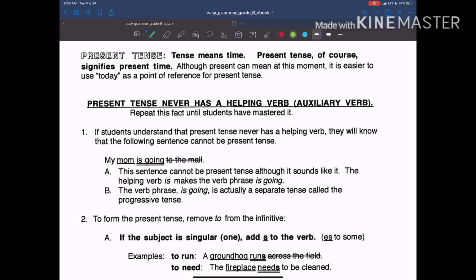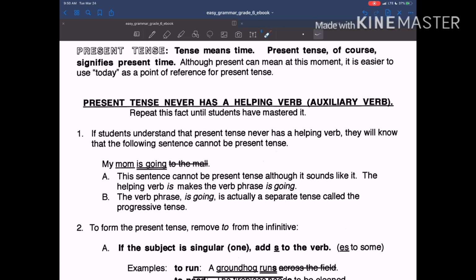All right. Now, we're going to start talking about tenses again. We're going to talk about past, present, and future. Okay, first we're going to talk about present. When we say tense, tense means time. So present tense, of course, signifies present time, right now, today. Although present can mean at this moment, it is easier to use today as a point of reference, okay?